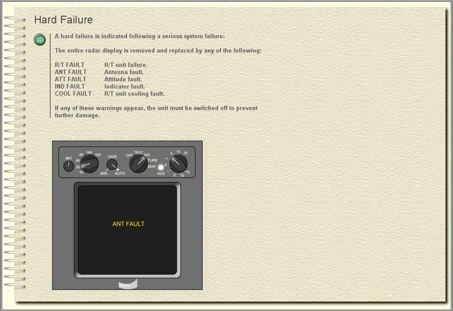ANT fault, antenna fault. AT fault, attitude fault. IND fault, indicator fault. Cool fault, RT unit cooling fault. If any of these warnings appear, the unit must be switched off to prevent further damage.